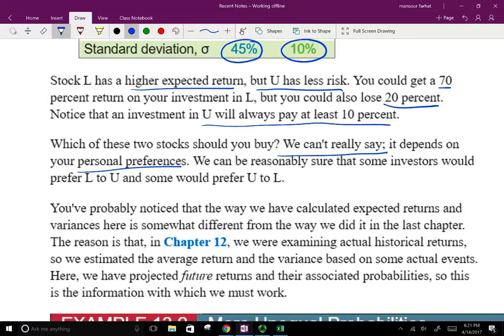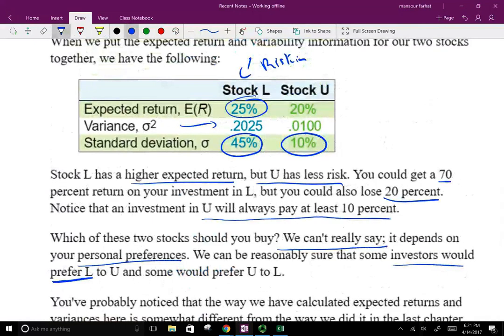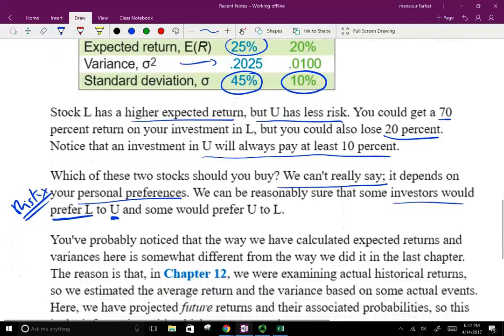We can reasonably be sure that some investors would prefer stock L. So who would prefer stock L? Maybe risky investors, investors who would like to take risks. Young investors, investors who can afford to lose. Who would choose stock U? Most probably conservative investors, investors who are close to their retirement, or are getting close to their retirement.